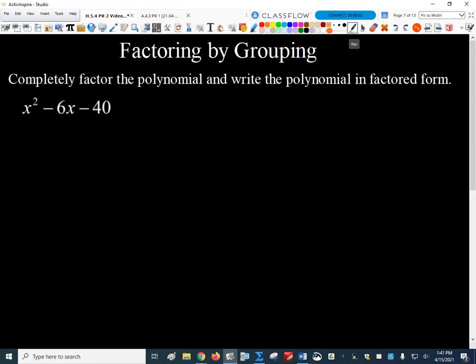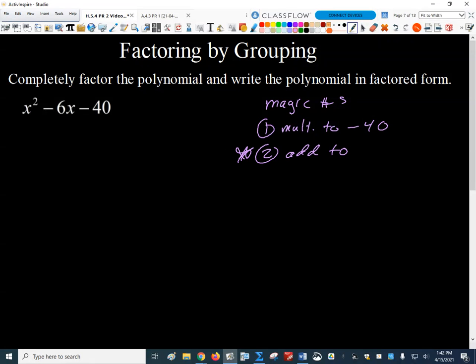-10 and 4, right? And you got that because your magic numbers had to do two things, right? They had to multiply to -40 and add to -6, right? And so we got the -10 and +4, right? Well, look at this. The magic numbers add to -6.